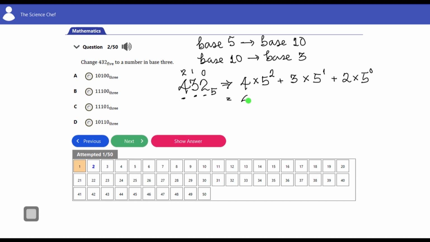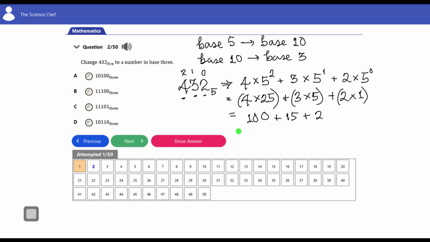So this gives us 4 times 25 plus 3 times 5 plus 2. 5 raised to power 0 is what? 1. Any number raised to power 0 is 1. So that's 2 times 1. 25 times 4, that's 100, right? Plus 15 plus 2. And this gives us 117 base 10. Now that we have 117 base 10, we're going to convert it to base 3.